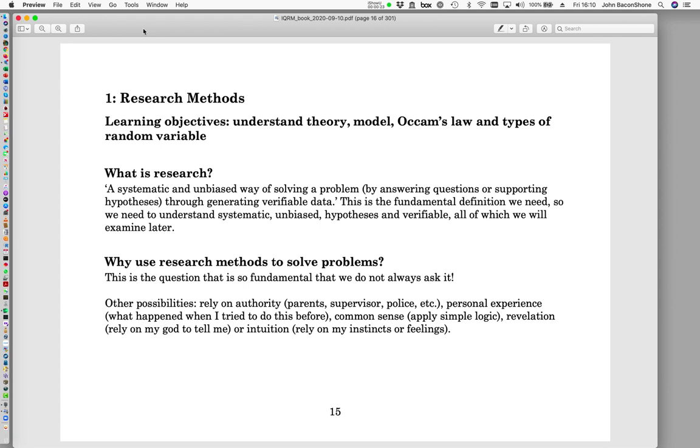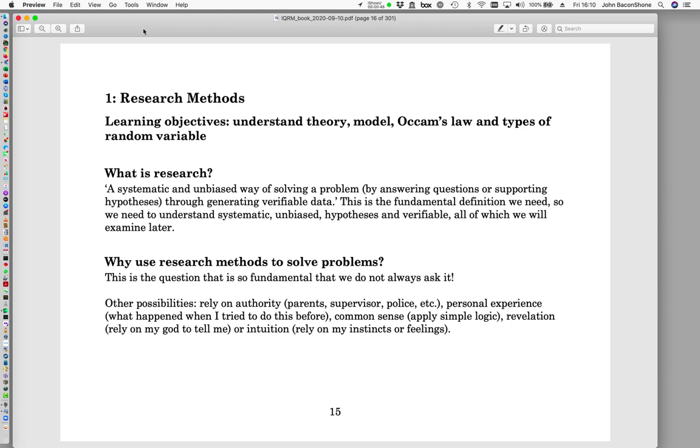So in this video, we're going to go through chapter 1. Chapter 1 is called Research Methods. The learning objectives for this chapter are to understand what theory and model are, to understand Occam's law, and to understand the different types of random variable.